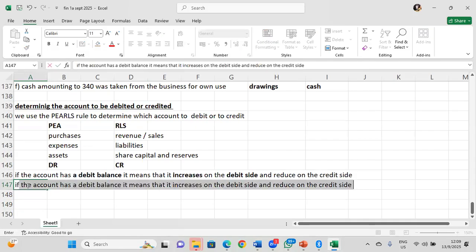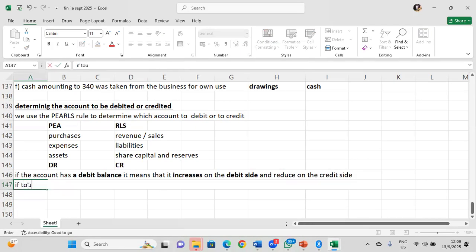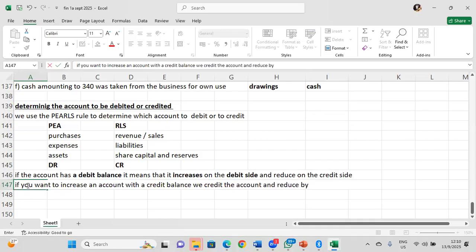Then if you want to increase an account with a credit balance, we credit the account and reduce it by debiting.